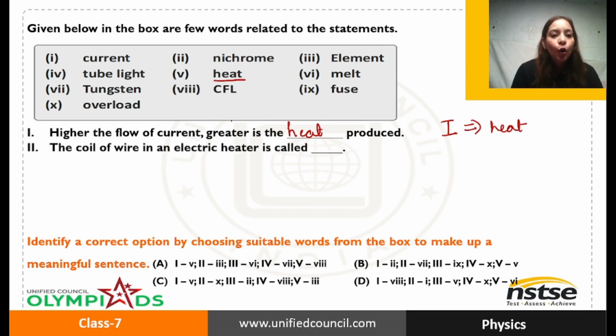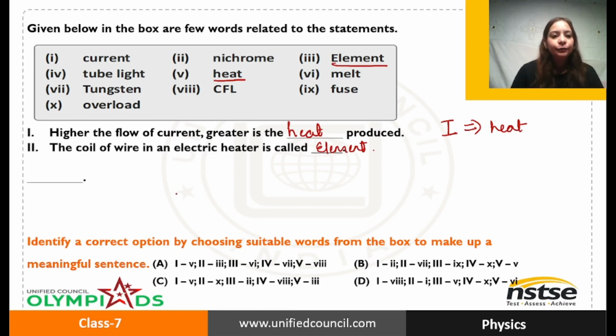Next, the coil of wire in an electric heater is called dash. You know the work of an electric heater is to supply heat or to increase the temperature of wherever it is placed. So the coil of an electric heater is made up of nichrome element. This element is specially designed, it heats up, it has low resistance, so more heat is produced and it is able to heat the surroundings.